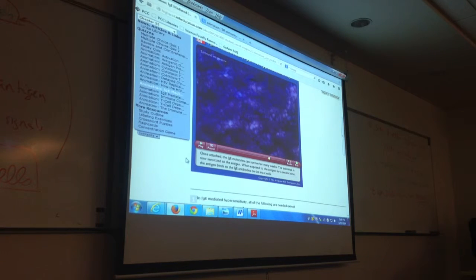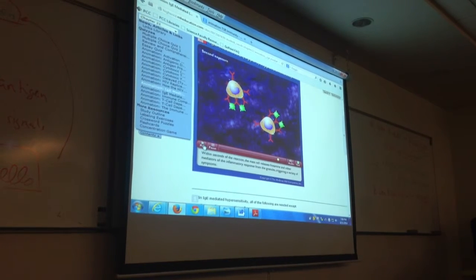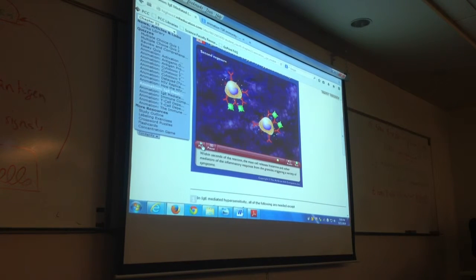When exposed to the antigen for a second time, the antigen binds to the IgE antibodies on the mast cells. Remember, the first time I learned, the second time I remember. So you've learned it, now it's time to fight it off the second time. To trigger a response, two cell-bound IgE molecules must react with a specific antigen. Within seconds of the reaction, the mast cell releases histamine and other mediators of the inflammatory response from the granules, triggering a variety of symptoms. Such as what you learned last time.